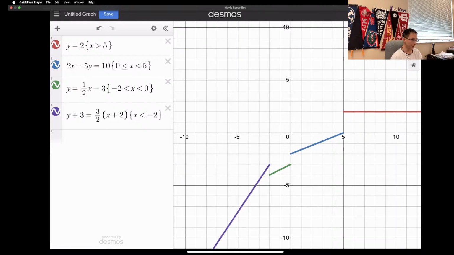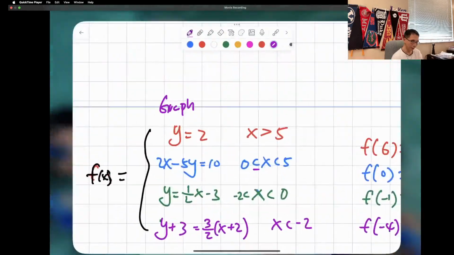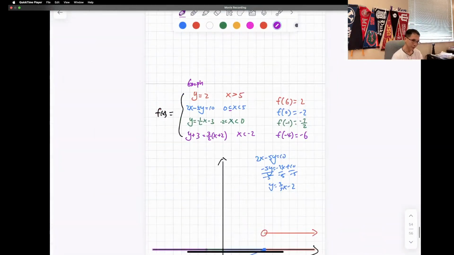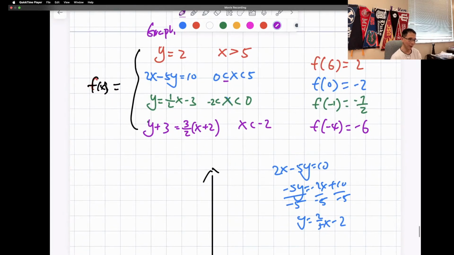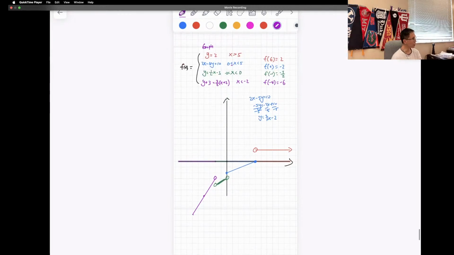Let's check this graph versus our graph. Does that look the same? And also the evaluations right here. Did you get an evaluation? f of 6 is equal to 2. f of 0 is -2. f of -1 is -7 over 2. f of -4 is equal to -6. So, piecewise function today.